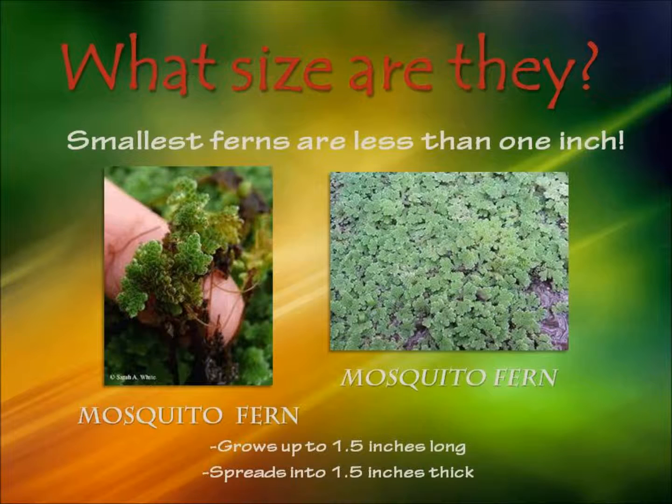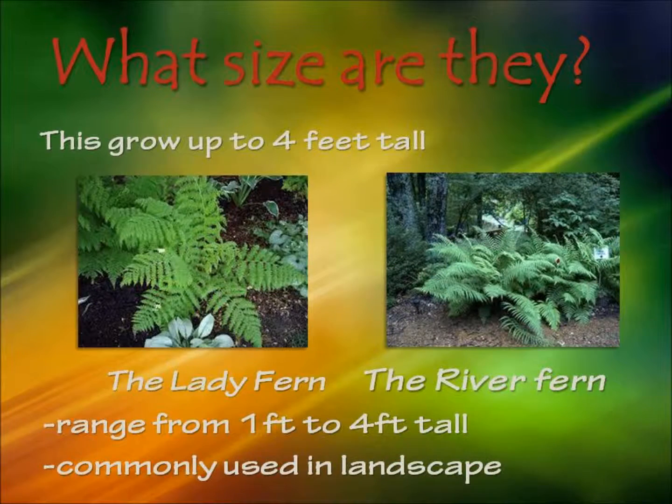Ferns come in all different shapes and sizes. The smallest ferns can be less than 1 inch. The mosquito fern, for example, grows only up to 1.5 inches long and is only about 1.5 inches thick. Ferns that are commonly used in landscapes are the lady fern and the river fern. These can range from 1 foot tall to even 4 feet tall.